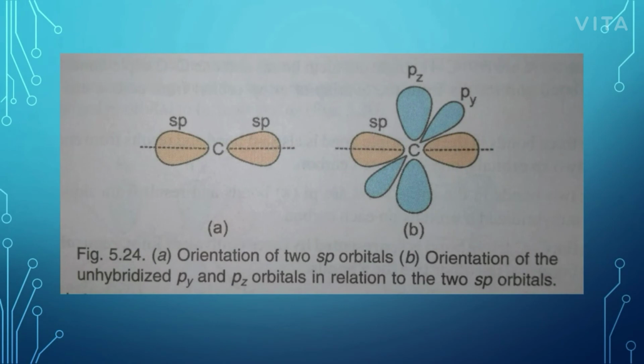Here diagram A represents the orientation of the two sp orbitals, which are linear in shape, as we can see, and diagram B shows the orientation of the unhybridized py and pz orbitals in relation to the two sp orbitals. This is the overall orientation of the carbon atom in its sp hybridization state.